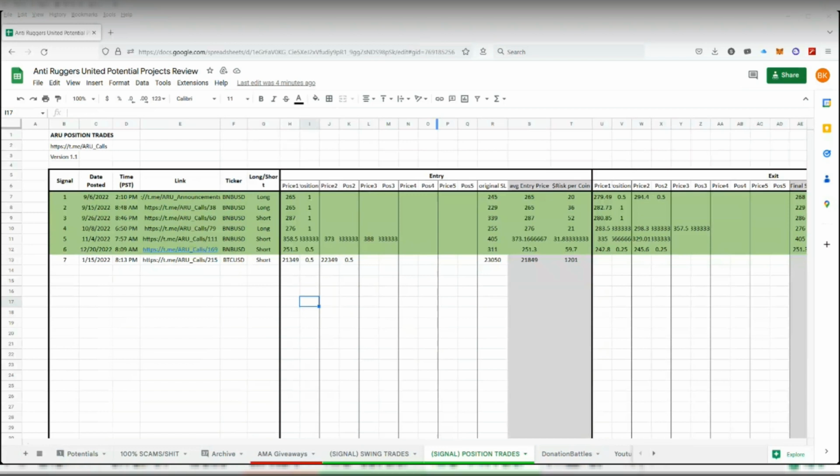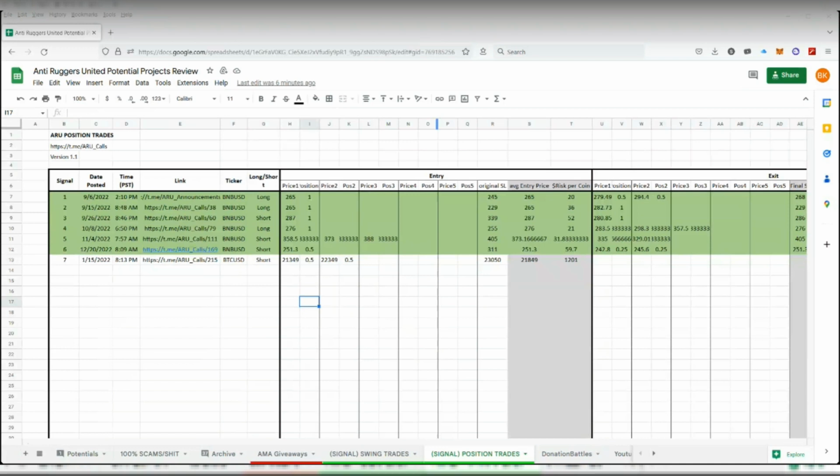The first entry is at 21,349. So the signal is active, guys. We're actually right at the first entry price. I put that in Kucoin, but I'm gonna share my PancakeSwap stuff. So let me go do here.